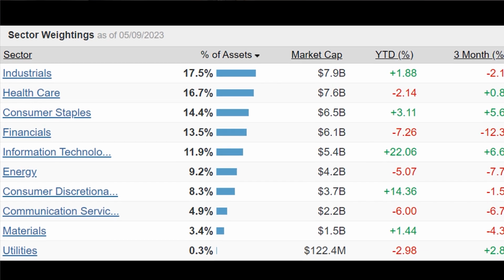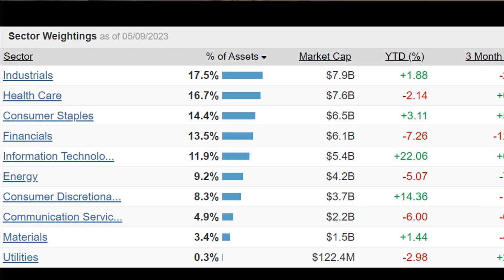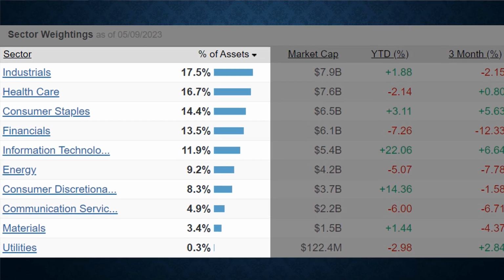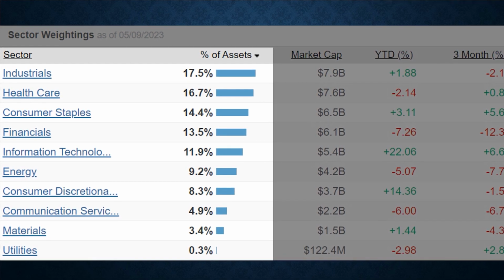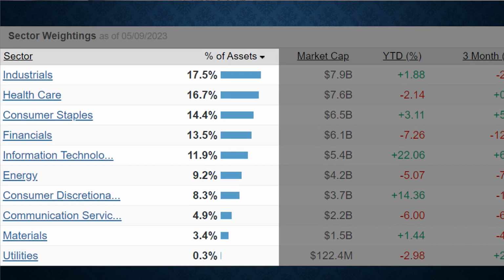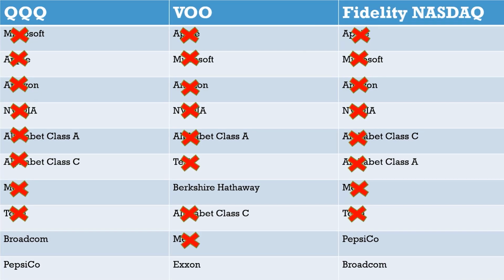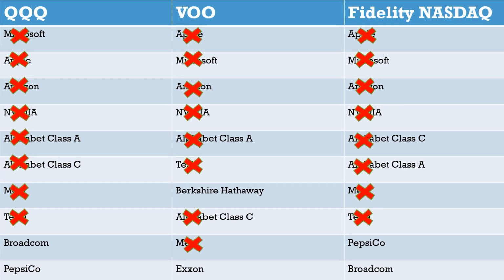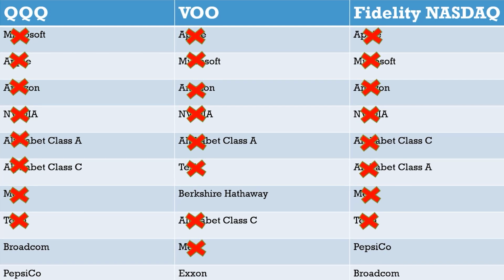They're sticking to their goal of no single sector exceeding 25% of the portfolio. With SCHD, you can get industrials, healthcare, consumer staples, financials, information technology, energy, consumer discretionary, communications, and materials with a little utility sprinkled in. So remember that chart I showed you earlier about how much overlap there was between QQQ, VOO, and the Nasdaq fund.